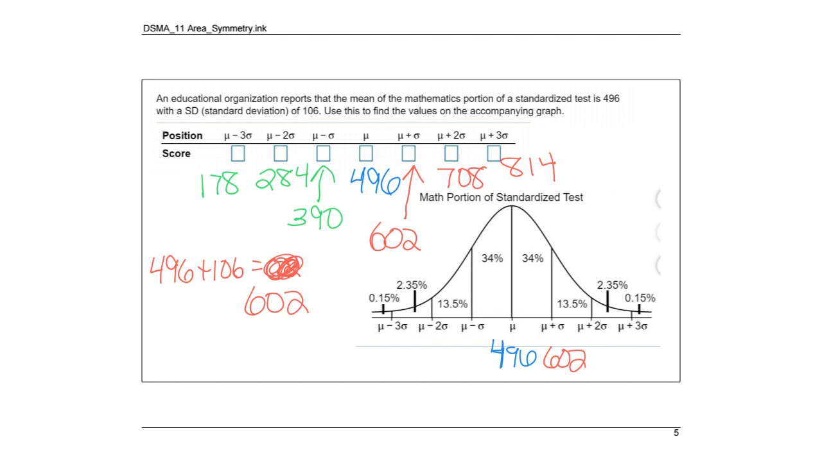The green numbers I subtracted. So I started with the 496 in the middle, and then so we always start here because that's the mean. I subtracted 106 to get 390, subtracted 106 to get 284, and subtracted 106 to get 178. So I worked my way down. Let me just write the one. And remember, these are my standard deviations. So it's how many standard deviations I am away from the mean.